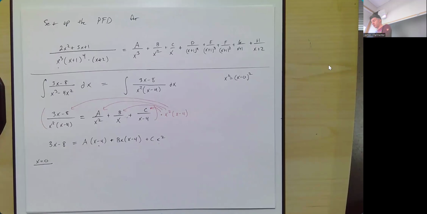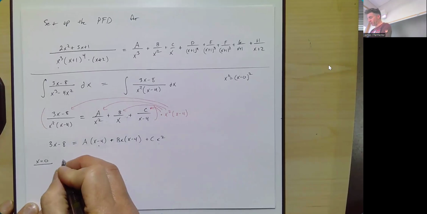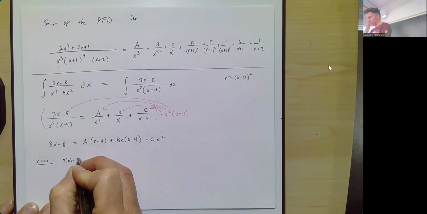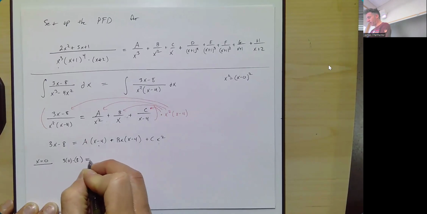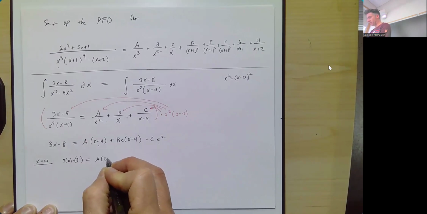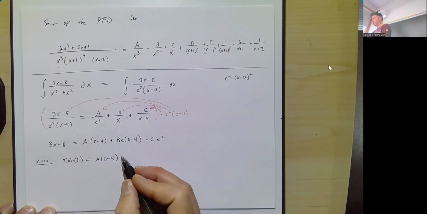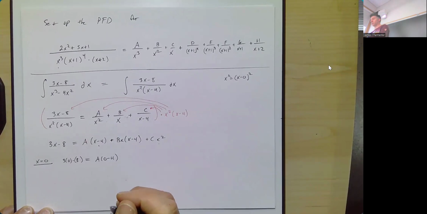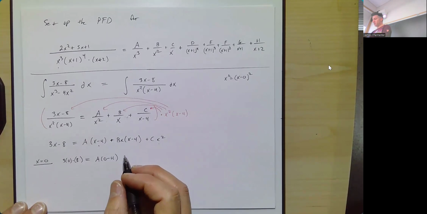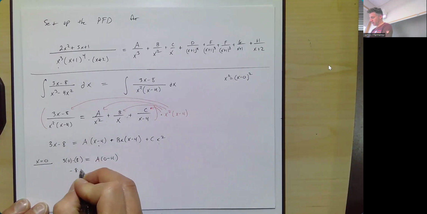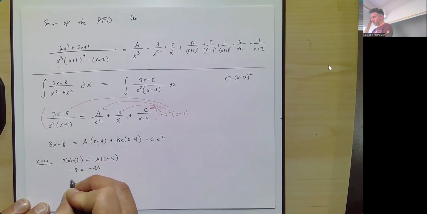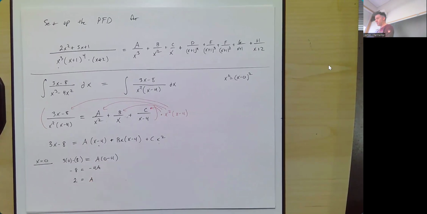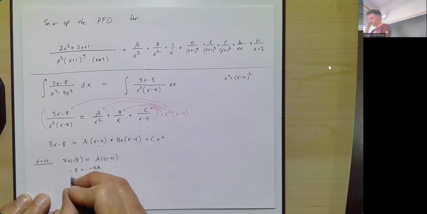So plugging x equal to 0, on the left-hand side I have 3 times 0 minus 8. On the right-hand side I have A times 0 minus 4 plus 0 plus 0, which we shouldn't write down. So I end up getting negative 8 equal to negative 4 times A. So A is equal to negative 8 divided by negative 4, which is positive 2. Great. Lovely.